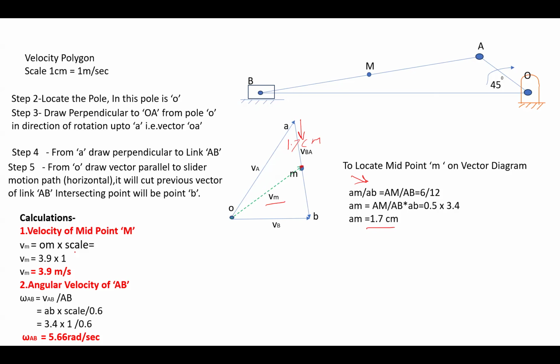How to calculate this? To find out the velocity of M point, you have to measure the OM and multiply it with the velocity scale, that is 1 meter per second. You will get the velocity of M point as 3.9 meter per second.